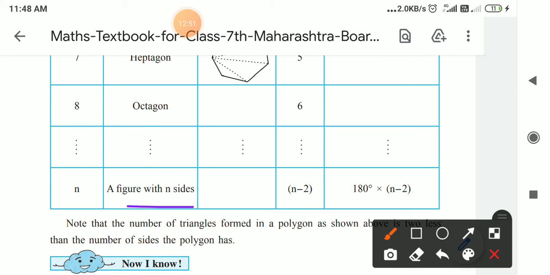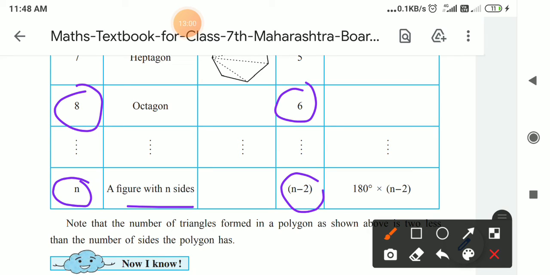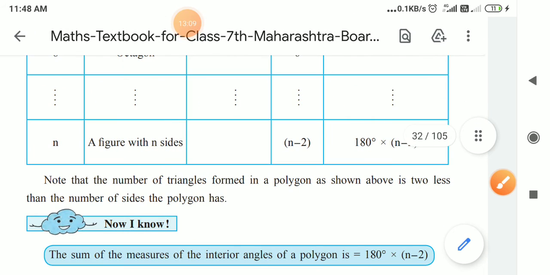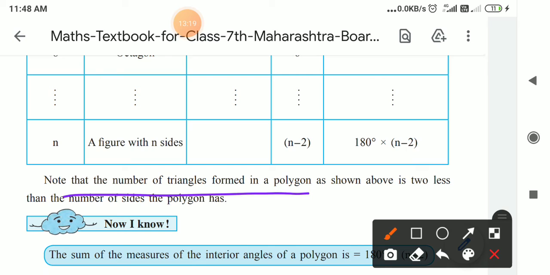For a figure having n sides, if the figure is an octagon with 8 sides, how many triangles are formed? 6. Same. If the polygon has n sides, how many triangles will form inside it? n minus 2. And then the formula is that 180, the sum of all angles of a triangle, into n minus 2 is equal to the measure of all angles of that particular polygon. So note that the number of triangles formed in the polygon is 2 less than the number of sides the polygon has.